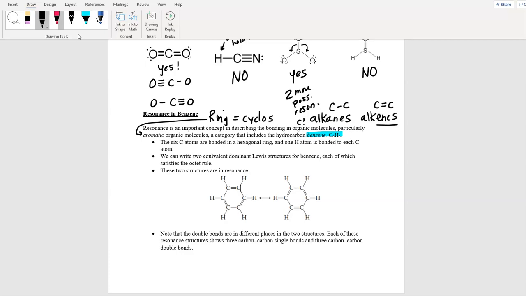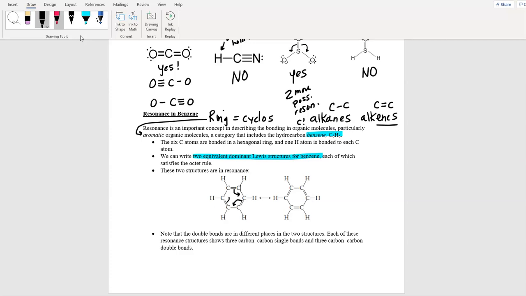Benzene is one of the most famous ring structures out there, C6H6. The 6 carbons are bonded together in a hexagon pattern, and 1 hydrogen is bonded to every carbon. We can write 2 equivalent dominant Lewis structures. Check it out: from this one to this one, if I move the double bond to here, now I have it right there, and if I move this double bond to here, now it's at the bottom.